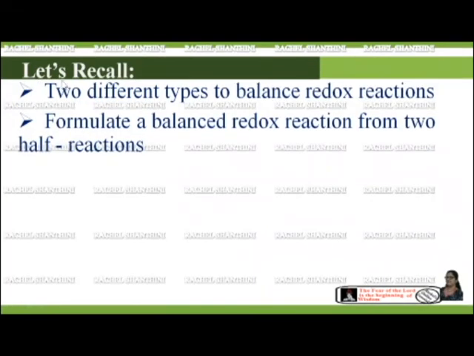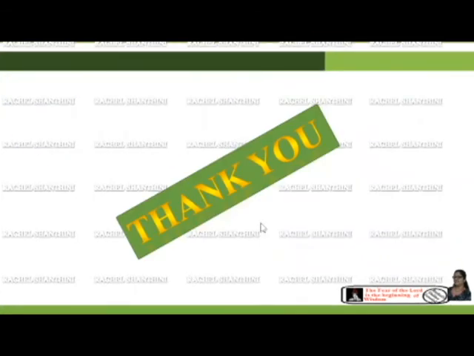Students, let's recall the topics that we have discussed in this session. In this session, we have discussed two different methods to balance redox reactions, and we have discussed how to formulate a balanced redox reaction from two half reactions. Students, so far we have discussed 14 sessions for this first chapter, some basic concepts of chemistry in grade 11. We have covered both the Tamil Nadu syllabus, that is SCERT, and the NCERT syllabus in these 14 sessions. Hope all these sessions were very useful to you.